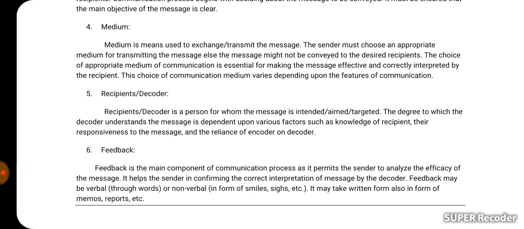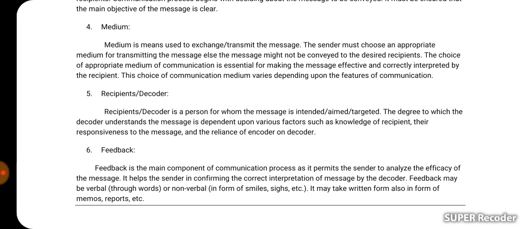It refers to the verbal and non-verbal means. The sender must choose an appropriate means to deliver his message, unless his message will not be conveyed properly. The choice of appropriate medium of communication is essential for making the message effective and correctly interpreted by the recipient. The message should be clear to the extent that the receiver can interpret, understand and decode it properly and correctly.